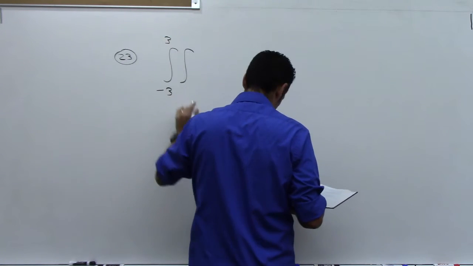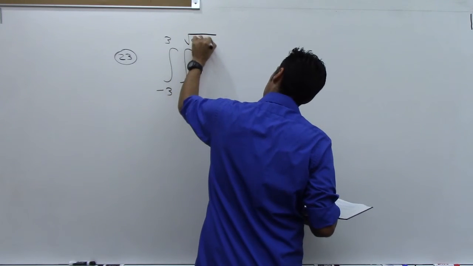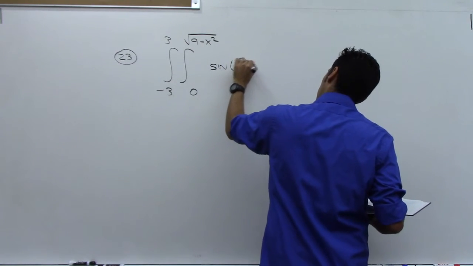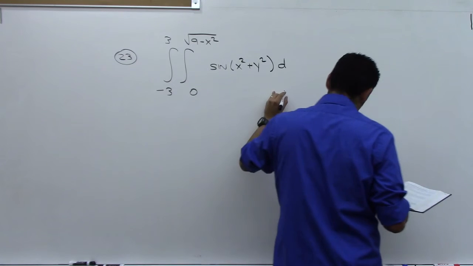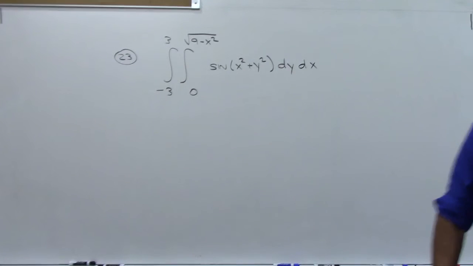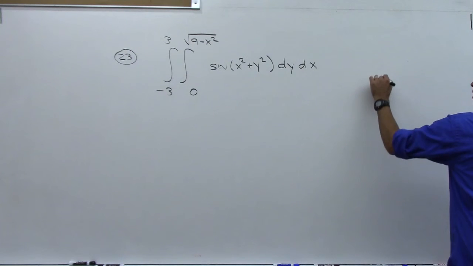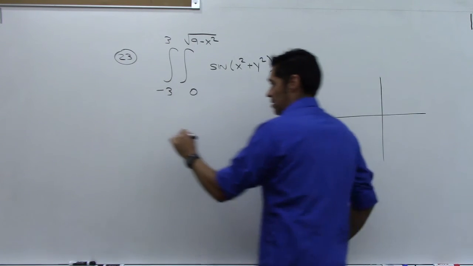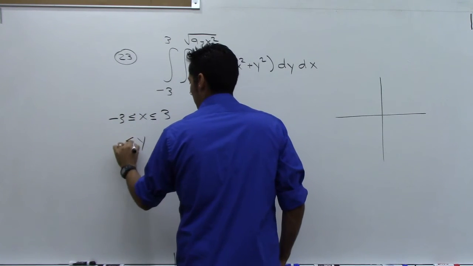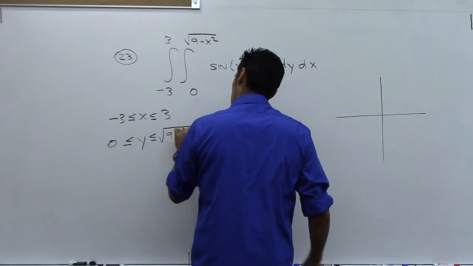The integral is from negative 3 to 3, 0 to square root of 9 minus x squared, of sine of x squared plus y squared dy dx. So that's what we're trying to find. But we want to convert this to polar. So I'm first going to talk about this region right here. The region is created by our restrictions on y and x. Right now I know x has to be between negative 3 and 3, and my y values have to be between 0 and square root of 9 minus x squared.